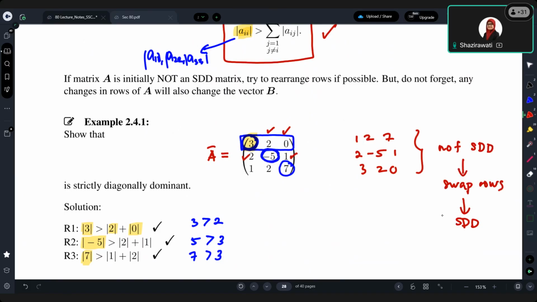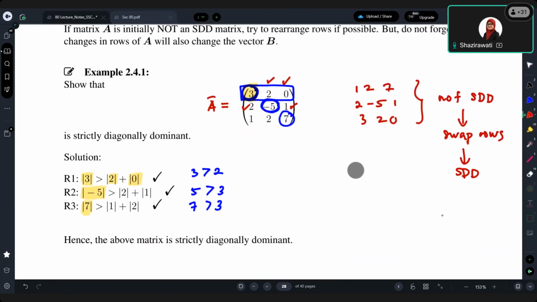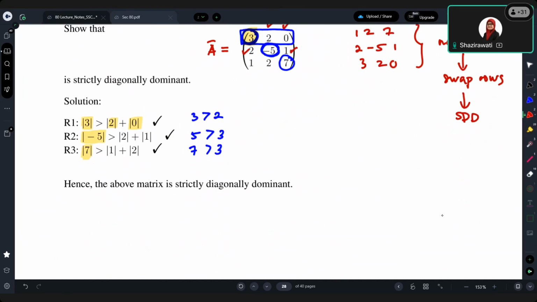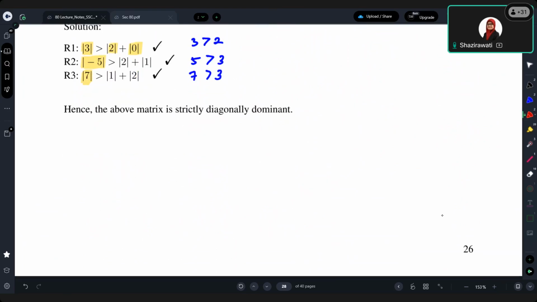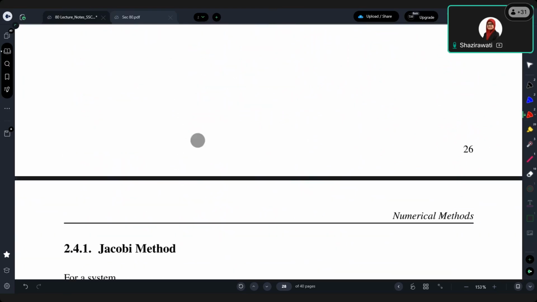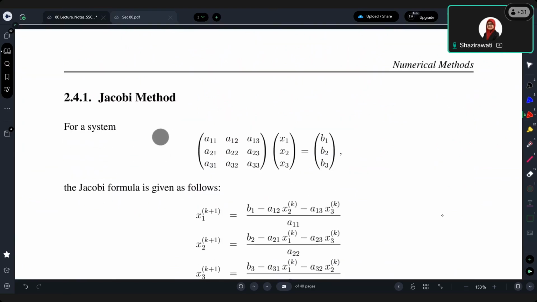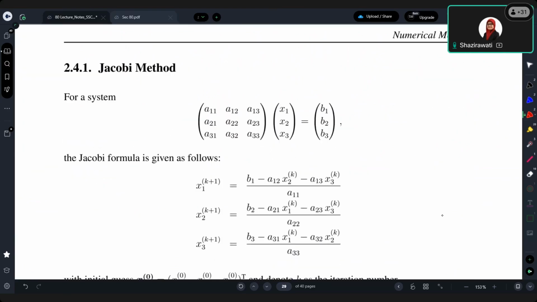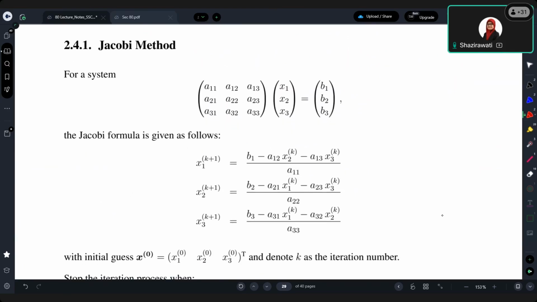Okay, is that alright? Clear? SDD? Give me some reaction if you can understand the SDD. It's simple. Okay, Arif, okay. The others? Okay, ready. Okay, alright. Thank you.